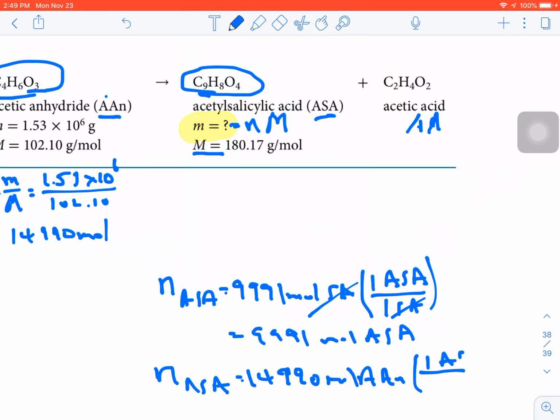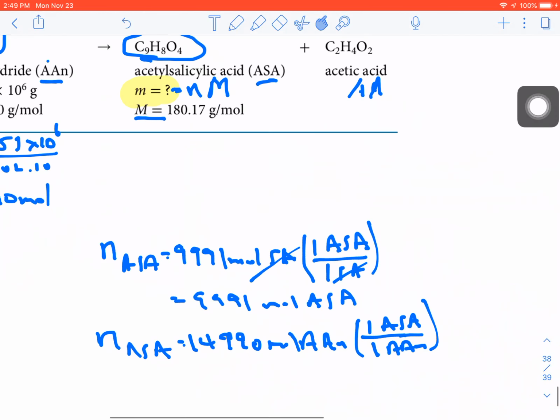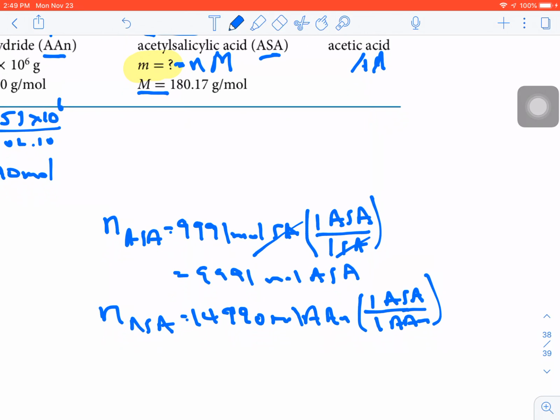1 ASA on top and 1 acetic anhydride on the bottom. Right? Again, remember, I have 1 acetic anhydride for every 1 acetic acid from my balanced equation here. 1 times 14,990. Okay, now notice that my acetic anhydrides cancel, and I'm left with moles of ASA.